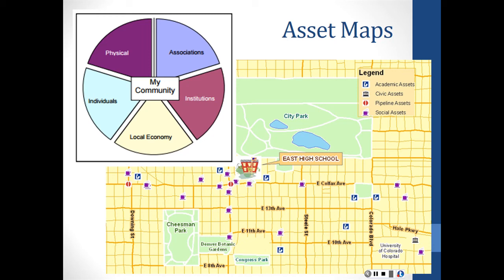Where physically are things located so that you know how you can pull those resources together. For your project, due this coming week, you're going to be doing more of the map on the left-hand side. So you're not going to be physically mapping them out, but you're going to be identifying them and pulling them together all on one sheet. So we're going to be looking at the physical, the associations, the institutions, the local economy, the individuals that can all be leveraged to solve community problems.